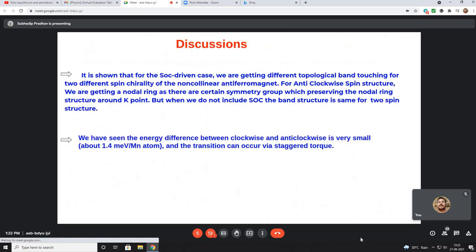Okay. So those are the things we got from the ab initio calculation. For the SOC driven case, for the anti-clockwise structure we are getting a nodal ring, and for the clockwise structure we are getting two Weyl nodes. We have also seen the energy difference between the clockwise and anti-clockwise, and that is very small. So we can say that this transition can occur via a spin orbit staggered torque.